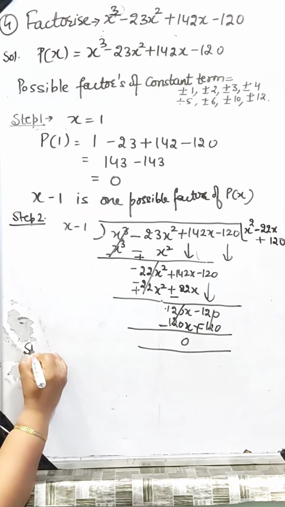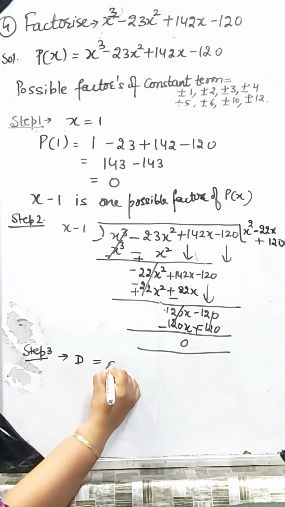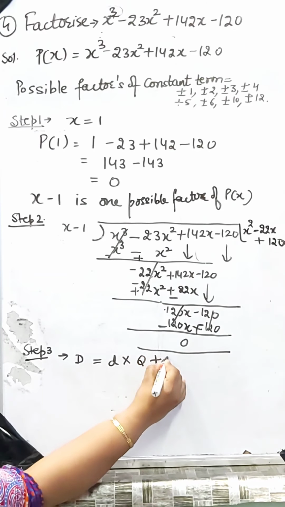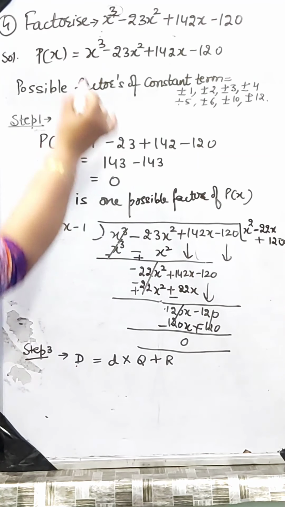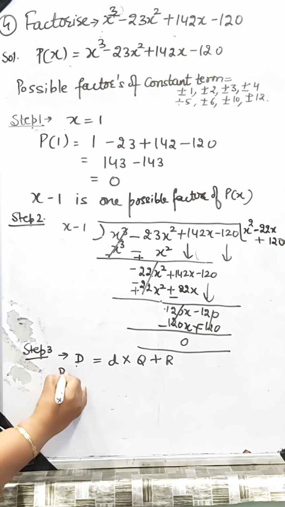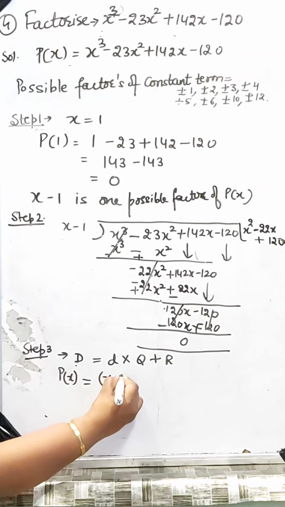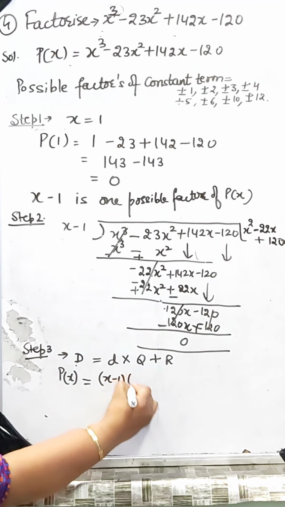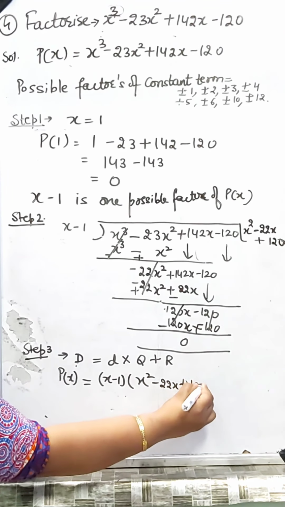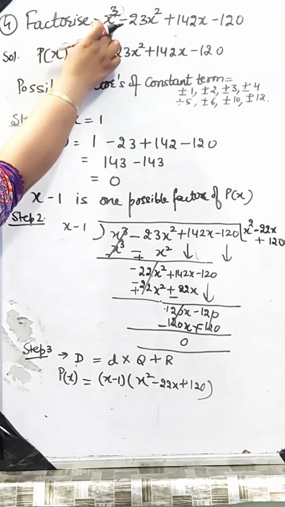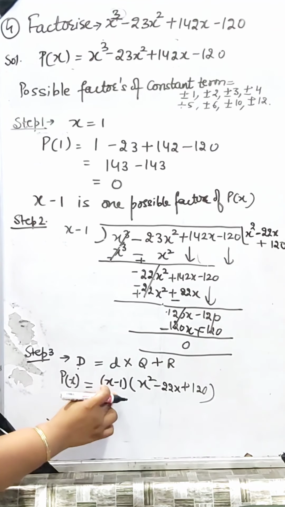Now in step 3, we have to write the dividend formula, and we know that dividend equals divisor into quotient plus remainder. Here the dividend equals this polynomial p of x. Write p of x in place of the dividend, the divisor equals x minus 1 and the quotient equals x square minus 22x plus 120. As we know the given polynomial is cubic, we have to find 3 factors of it. Here x minus 1 is one factor.